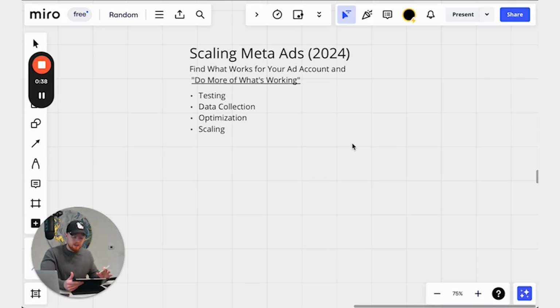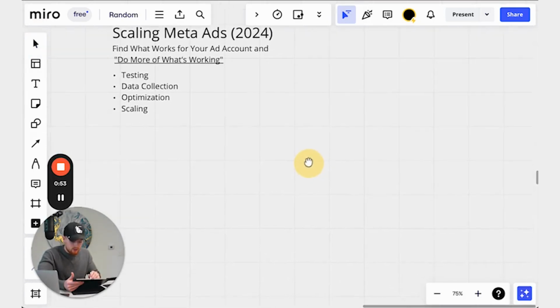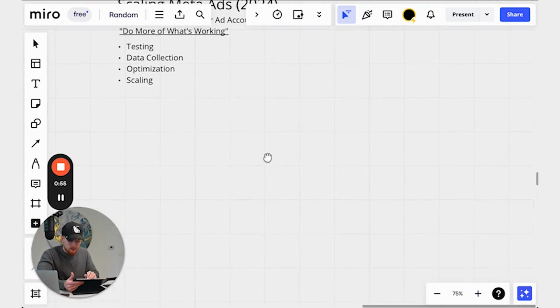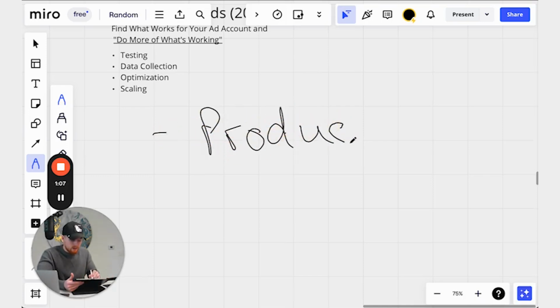And that is it. So simplify the process, break it down, figure out what works for you, and do more of it. So let's first talk about testing. Testing is figuring out, again, what works for you in your ad account. Now, there's a few things that we can look at to test. The first and most important thing is you have to be testing your product concept, right? So the first thing that you might be testing is your product. If you're testing a new product, you have to figure out what product is going to work in the algorithm.